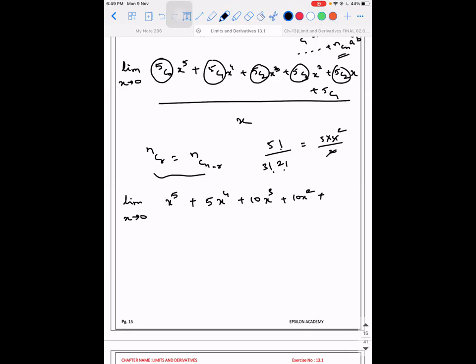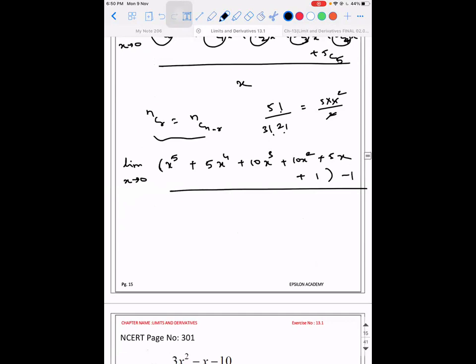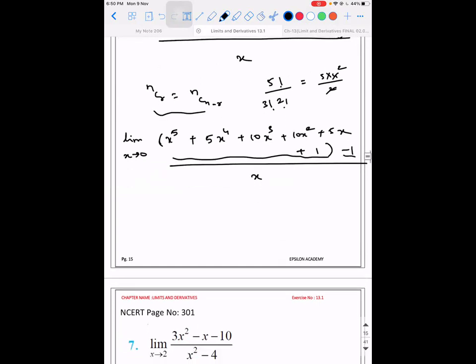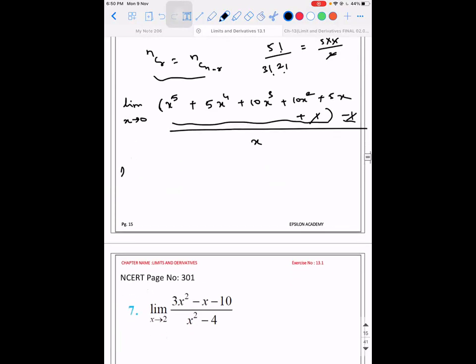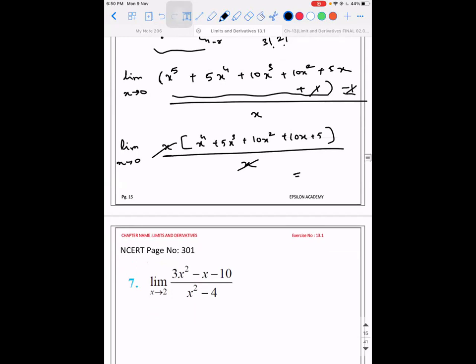5c2 is same as, sorry, 5c3. And 5c4 and this is 5c5. So 5c4 is same as 5c1, that will be 5x, plus 5c5 is 1. And you have a minus 1, because this whole thing is x plus 1 the whole power 5, minus 1 is there, and you have an x in the denominator. So 1 and 1 will get cancelled. So what will be left out? x into x power 4 plus 5x cube plus 10x square plus 10x plus 5, the whole divided by x. Cancel it. So what will be the answer, guys? Five, sir.